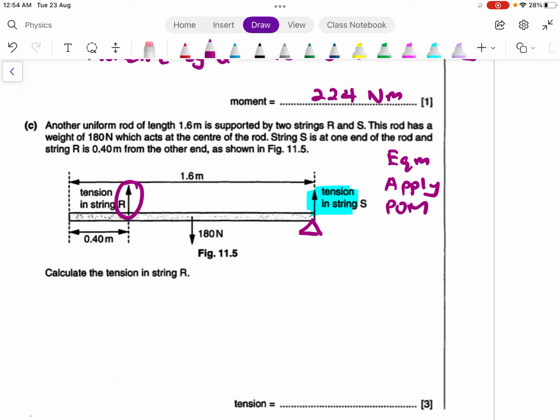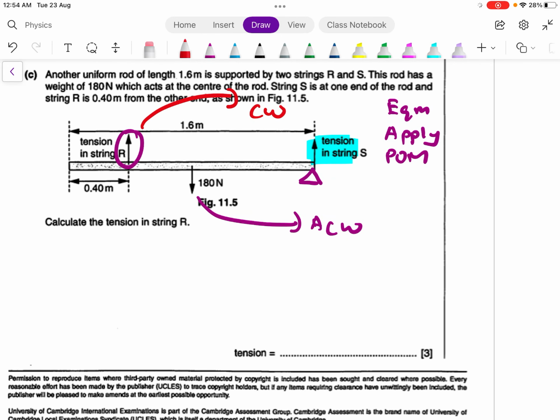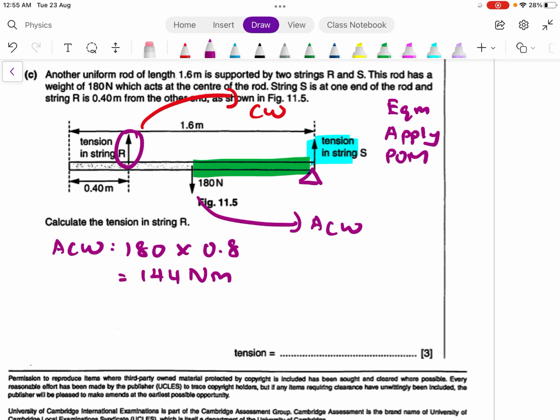Okay, so next, let's determine. The 180 Newton force is causing an anticlockwise moment. Then the tension by string R is causing a clockwise moment. So CW is equal to ACW. That's how we solve this question. So let's write down what the ACW is. ACW is equal to 180 Newton multiplied by this length. This length is roughly 0.8 because they say that it's a uniform rod. So 0.8 meter. So it's 144 Newton meter.